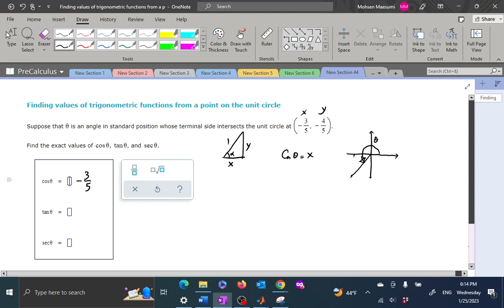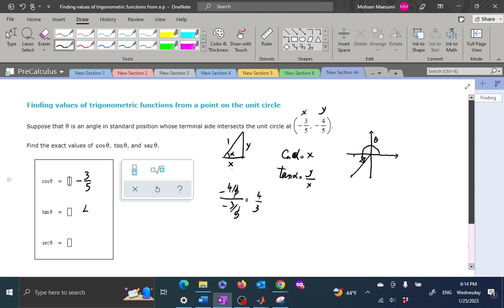Tangent of theta. What was tangent? Previous definition of it, opposite over adjacent, which is just y over x. And in this case, when I divide by x, what do I get? Minus 4/5 divided by minus 3/5. These problems are such that these denominators are always the same, and of course minuses cancel and I get 4/3.